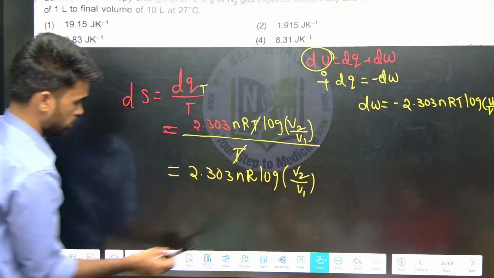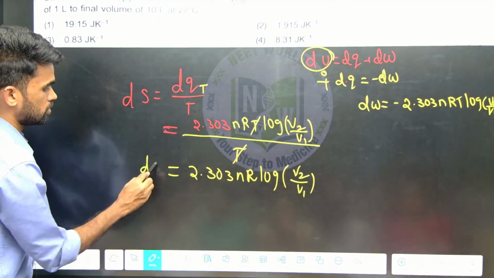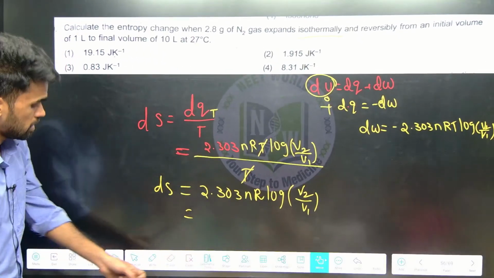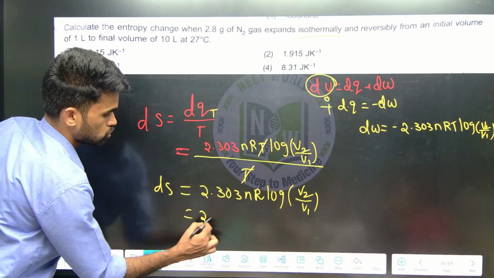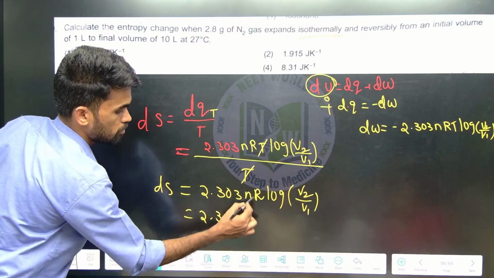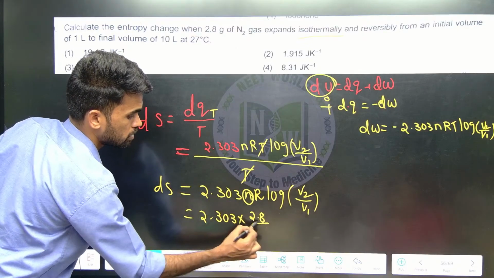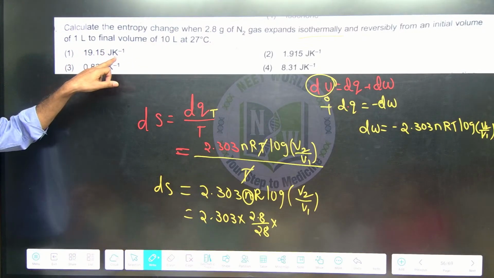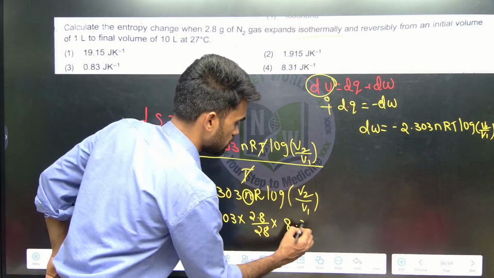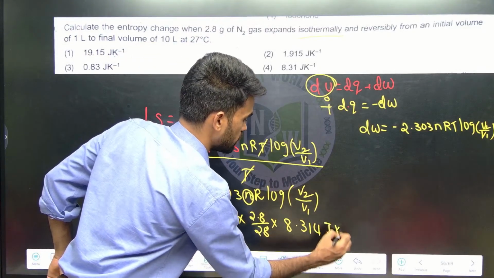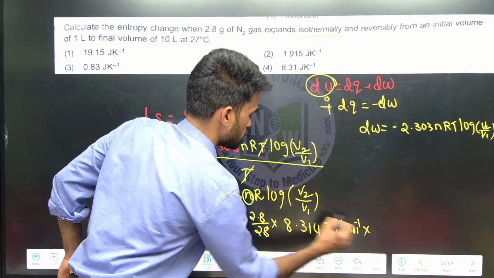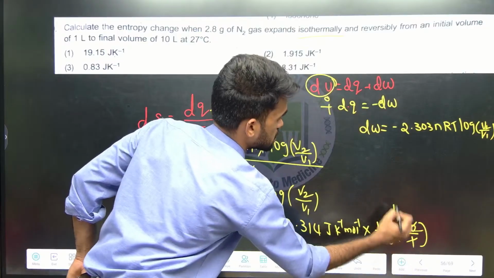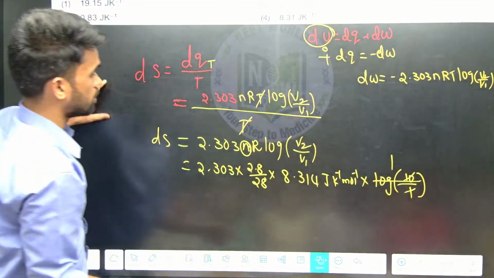Okay. So try to substitute the data provided. What they are saying, 2.8 grams. 2.303 into the number of moles, how much? 2.8 by 28. What about R? How much should we take? In joules now. So what is that? 8.314 joule per Kelvin per mole, you can take, into log V2 by V1, which is 10 by 1. So this is log 10, which is 1.